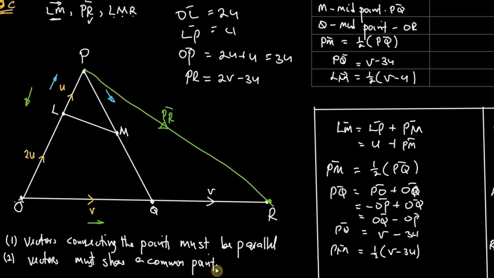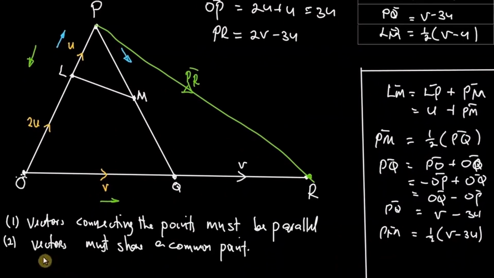So these are the 2 conditions that must be satisfied to prove that the points L, M, and R are collinear. The vectors connecting the points must be parallel. This means that vector LM must be parallel to, say, vector LR. So we can find the vector from L to R, and then compare that with the vector LM to see if they are parallel. What is the proof that 2 vectors are parallel? In this case, the proof would be that the vector L to R is equal to a scalar multiple of the vector L to M.